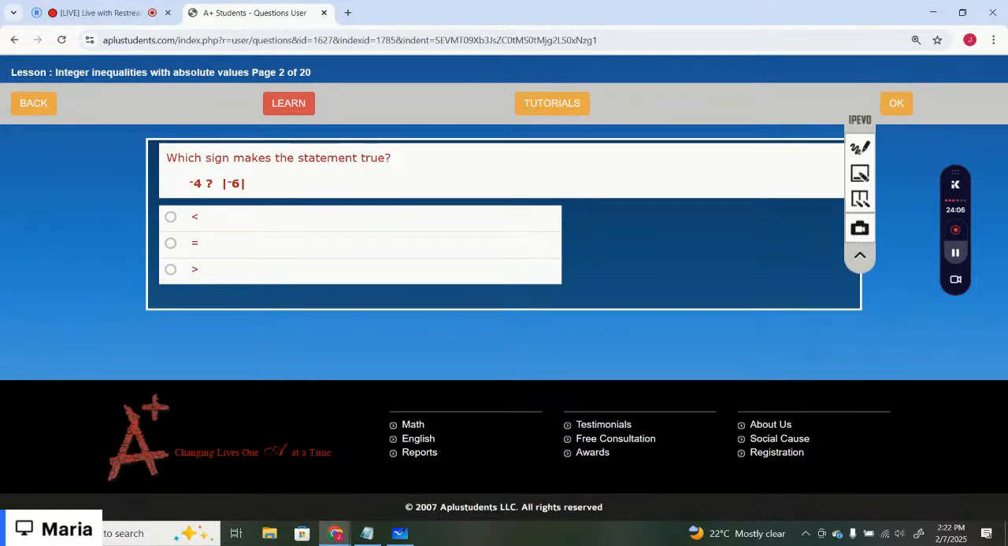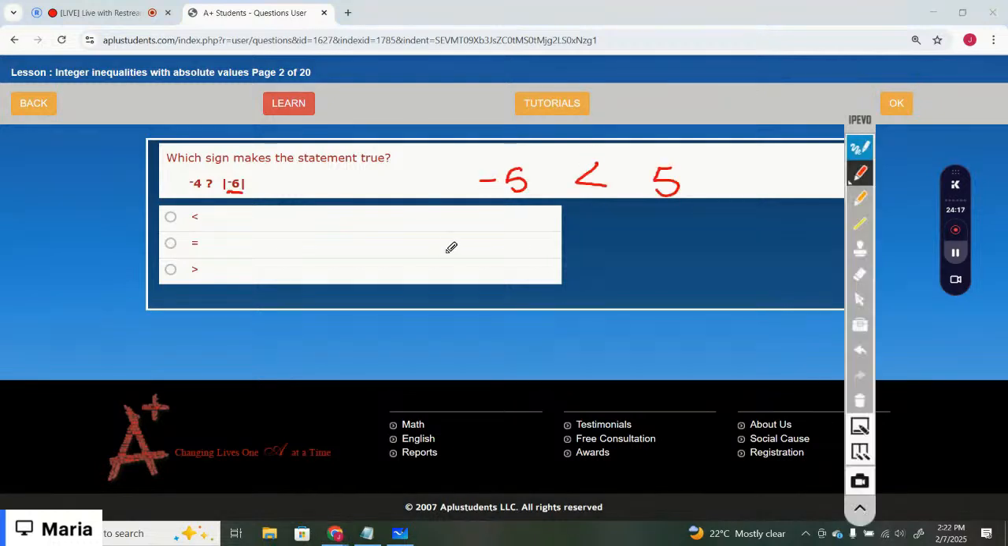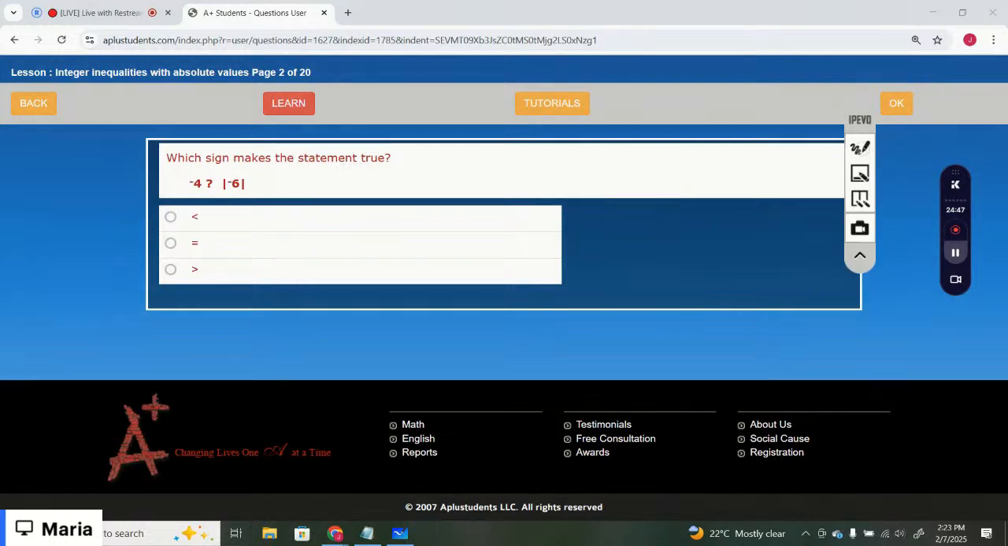Which sign makes the statement true? -4, you have to compare it to the absolute value of -6. The absolute value of -6 is a positive value, so you're comparing negative 4 and 6. Negative numbers are always less than positive numbers, so negative 4 is less than 6. The correct option is less. Option number 1 is the correct option.